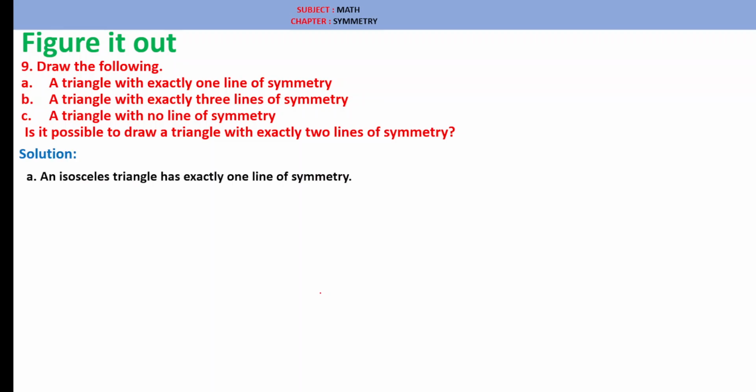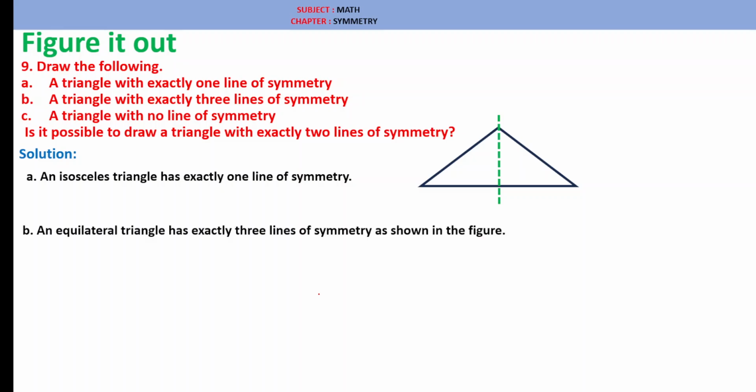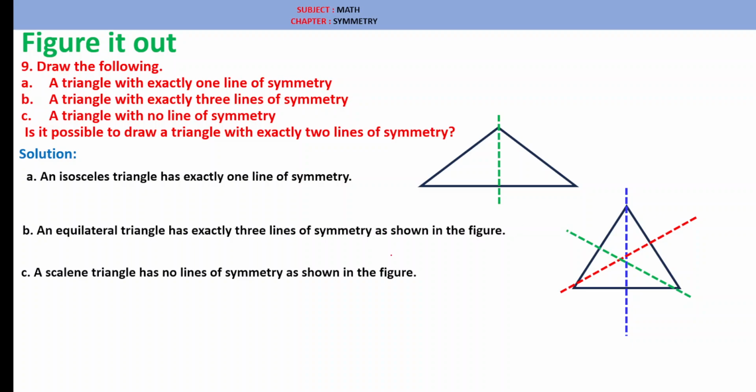Solution. An isosceles triangle has exactly 1 line of symmetry. See, an isosceles triangle means a triangle with 2 equal sides. An equilateral triangle has 3 lines of symmetry. In an equilateral triangle, all sides are equal. So, we are drawing it like this. Line 1 of symmetry, second line of symmetry, third line of symmetry. A scalene triangle has no lines of symmetry as shown in the figure.